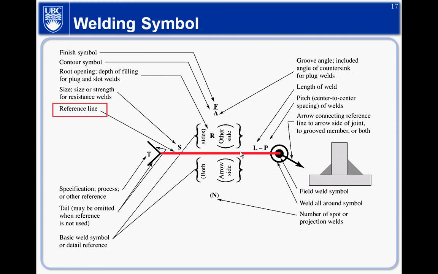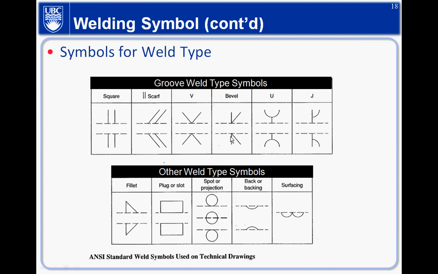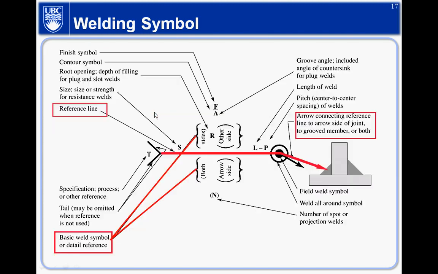So the major one here, you need to draw a horizontal reference line, and an arrow pointing to the joint. Then either on the top or the bottom, those are the information that you're going to read, right? I'll tell you what they are. Those are basically the symbols that will show at the top and the bottom here.